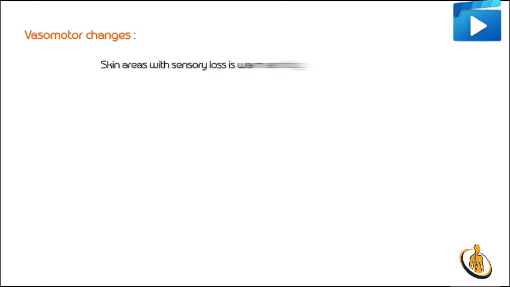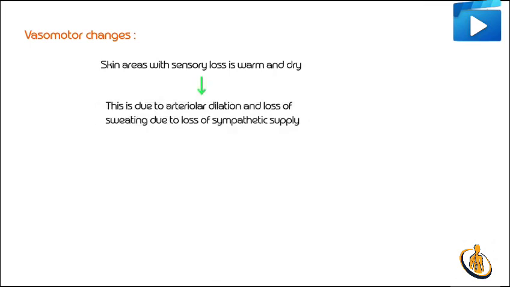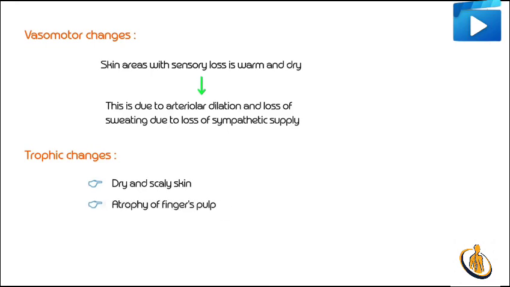Here, skin areas with sensory loss are warm and dry. This is mainly due to arteriolar dilation, and the loss of sweating is mainly because of loss of sympathetic supply. And what are the trophic changes which are seen in Klumpke's palsy? Dry and scaly skin, atrophy of the finger pulps, and also brittle nails. So this is what you need to know about Klumpke's palsy.